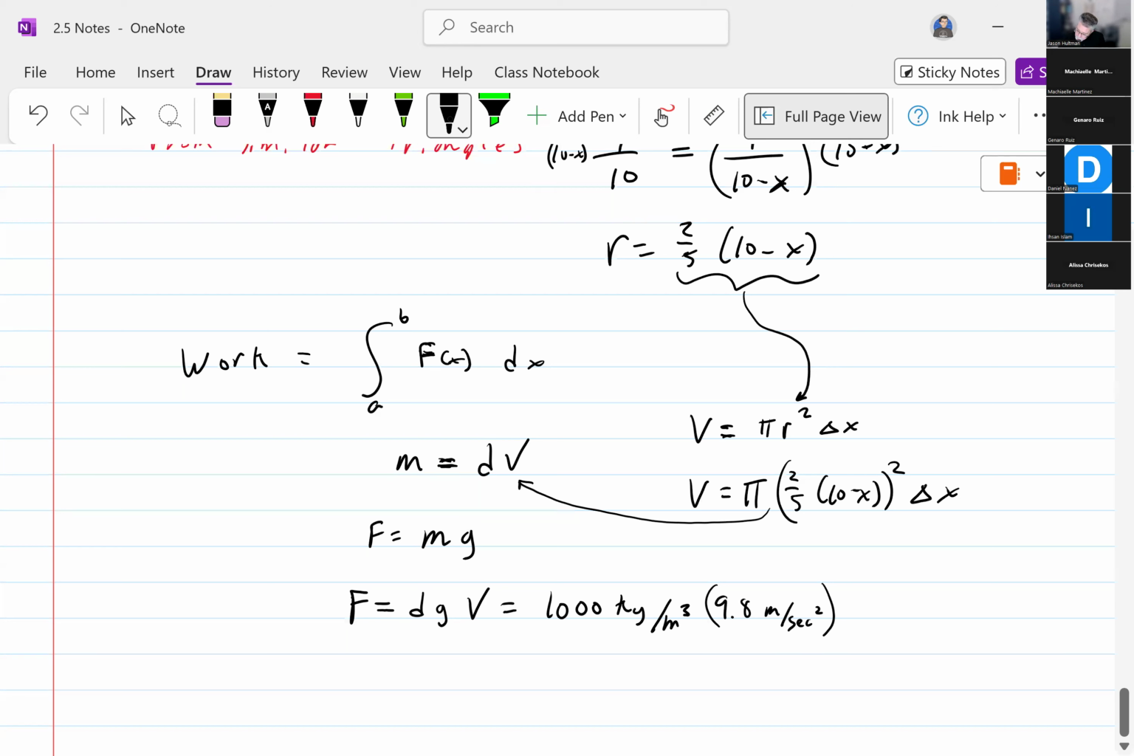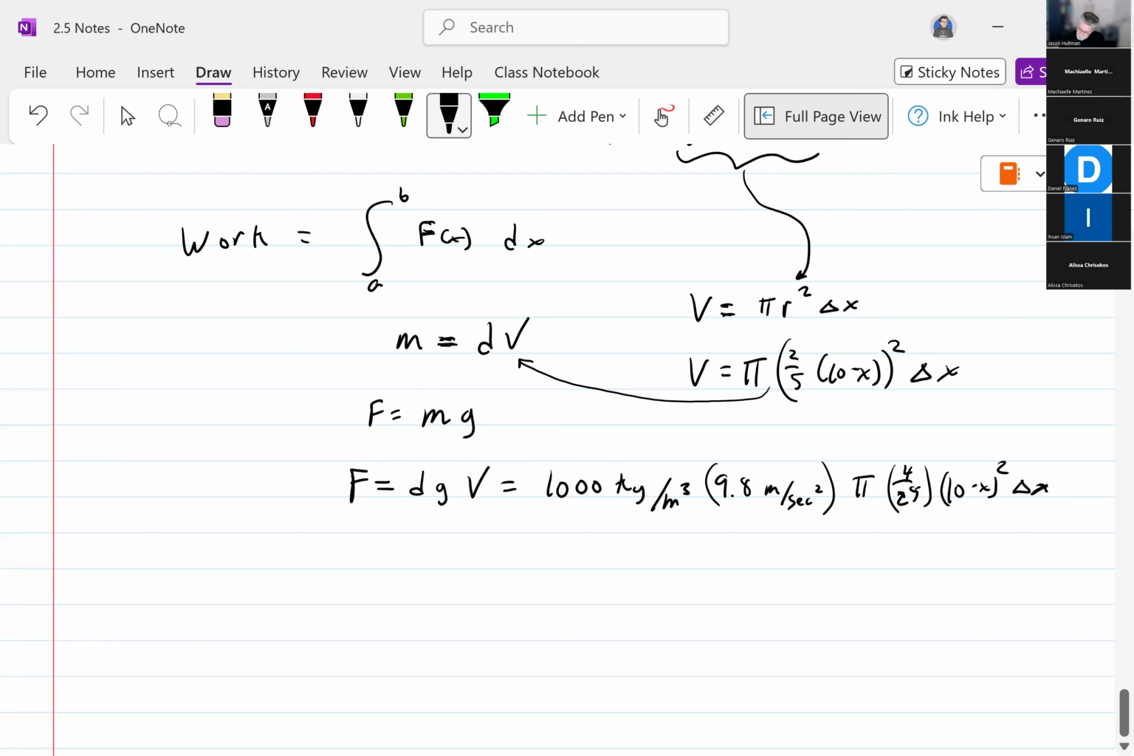And then the volume here is going to be pi times, I'm going to square this out, 4/25 times (10 minus x) squared delta x. Okay, so that's a force. That's my force function. That's my f of x. Now, what happens when I plug this thing into the integral?